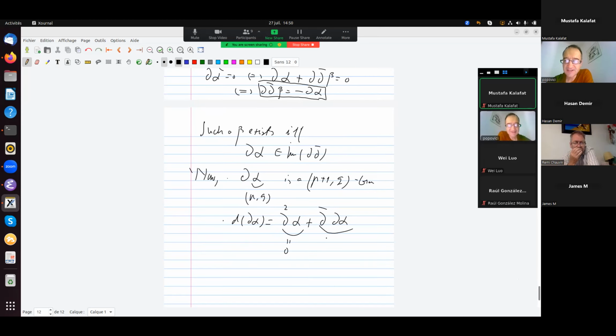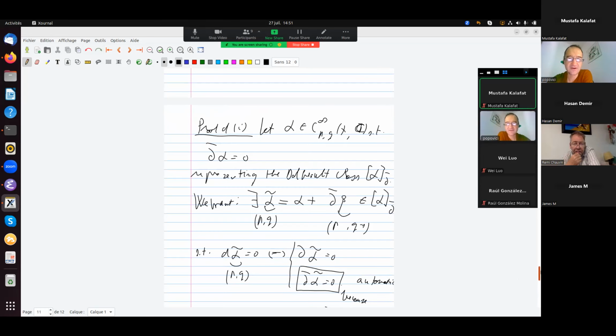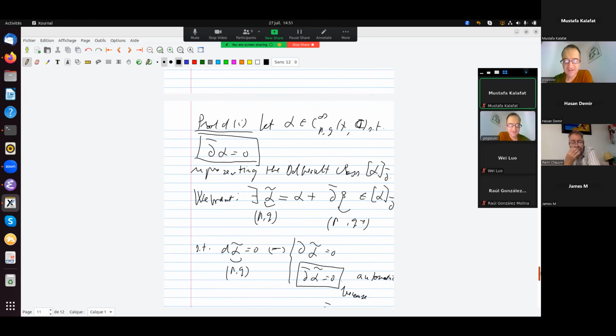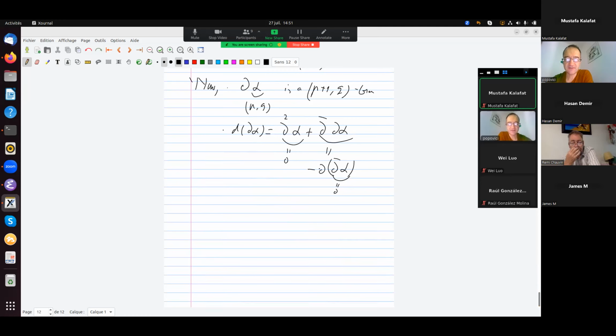And D bar del anti-commute, remember that del D bar plus D bar del is 0, because that's the one part of D squared. So del and D bar anti-commute, so that's minus del of D bar alpha, but D bar alpha is 0 by hypothesis. Remember that alpha was any representative of our Dolbeault class, and as such, it is D bar closed. Right? So D bar alpha is 0, and therefore its del is also 0.